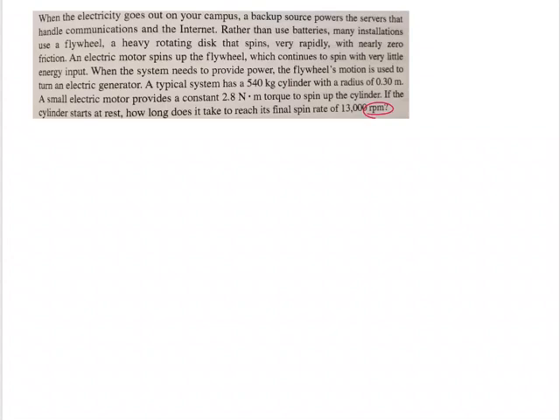How do we do that? Multiply that by 2 pi. So 13,000 rev per minute. Get rid of minutes and turn it into seconds. Minutes on top, seconds on the bottom. 60 seconds in 1 minute. What does this give us?